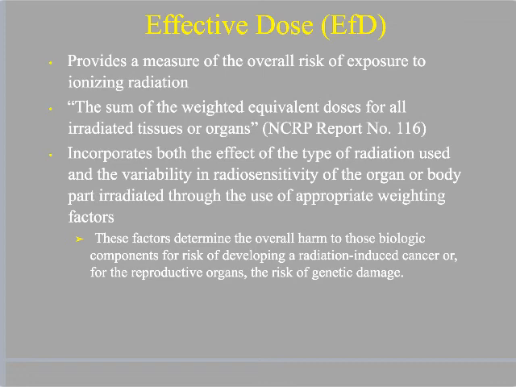So it is the sum of the weighted equivalent doses for all irradiated tissues and organs, and that's from NCRP Report number 116, which hopefully by now looks kind of familiar. It's the occupational dose report. So this incorporates both the effect of the type of radiation and the variable radiosensitivity, right? Is it radiosensitive or more radioresistant, of the organs and different parts of the body? And we will use this to determine overall harm to the person.